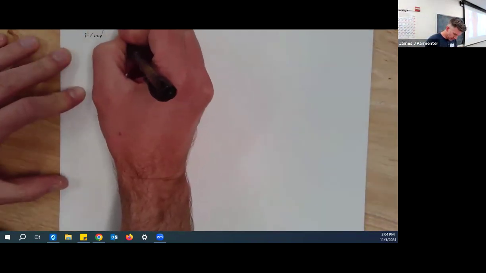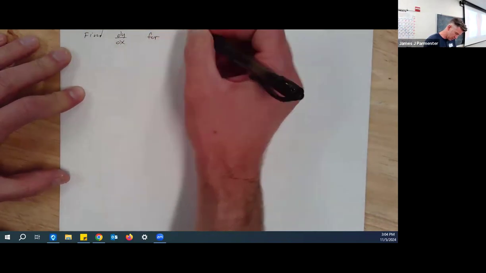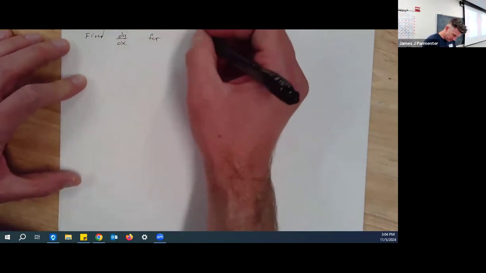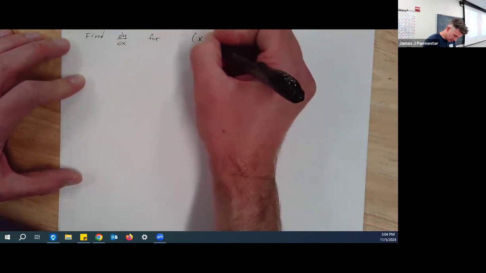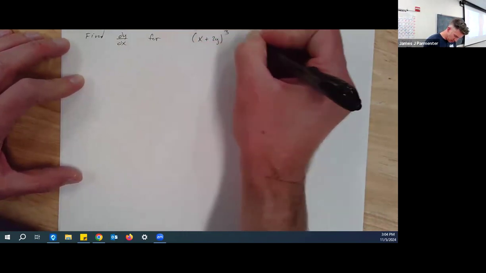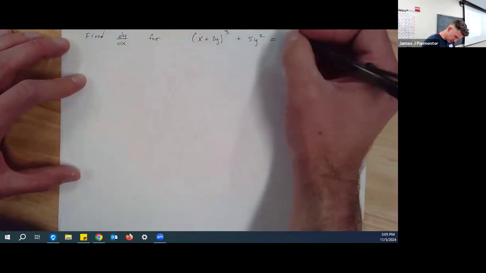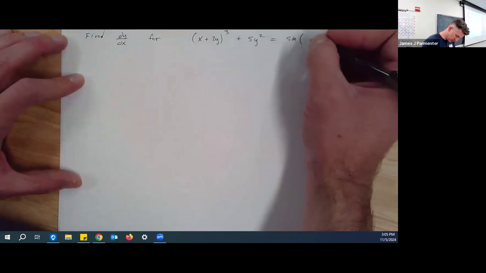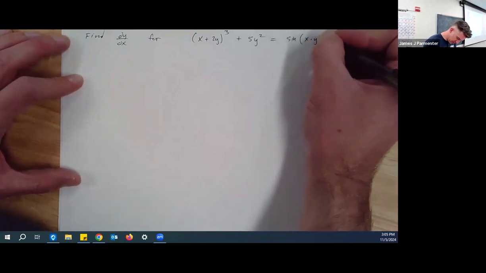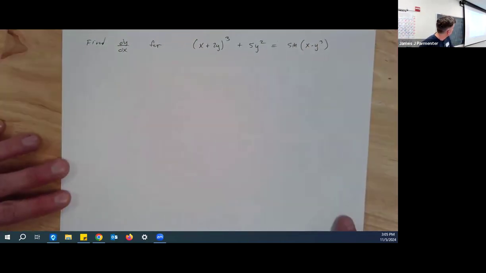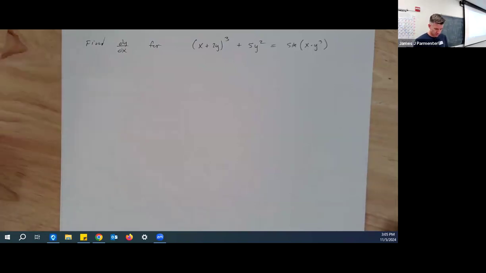Let's do one more though, because there is one other thing I remember that can be kind of dicey. Let's say, I'm just going to make something up. Let's say we want to find dy/dx for the equation x plus 2y cubed plus 5y squared equal to sine of, gross, xy cubed. Sorry, this is going to be kind of gnarly, but sometimes they're kind of gnarly.